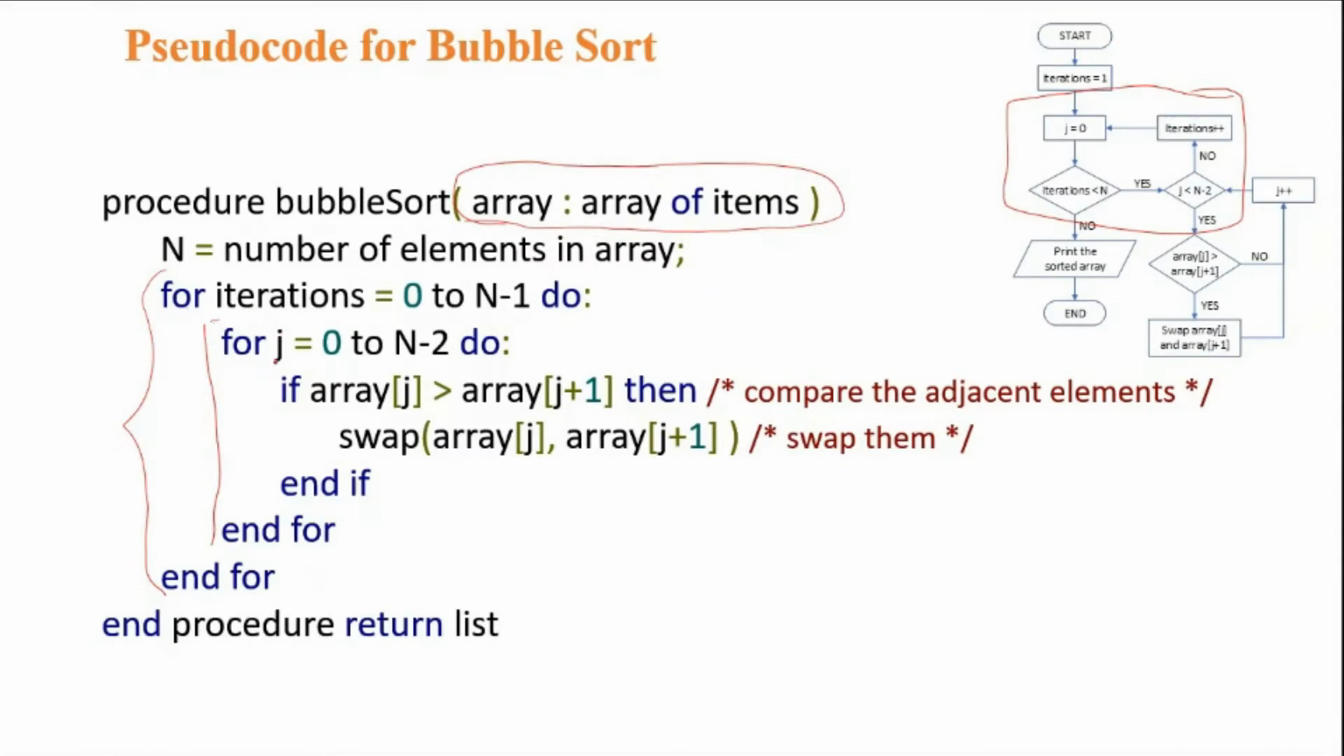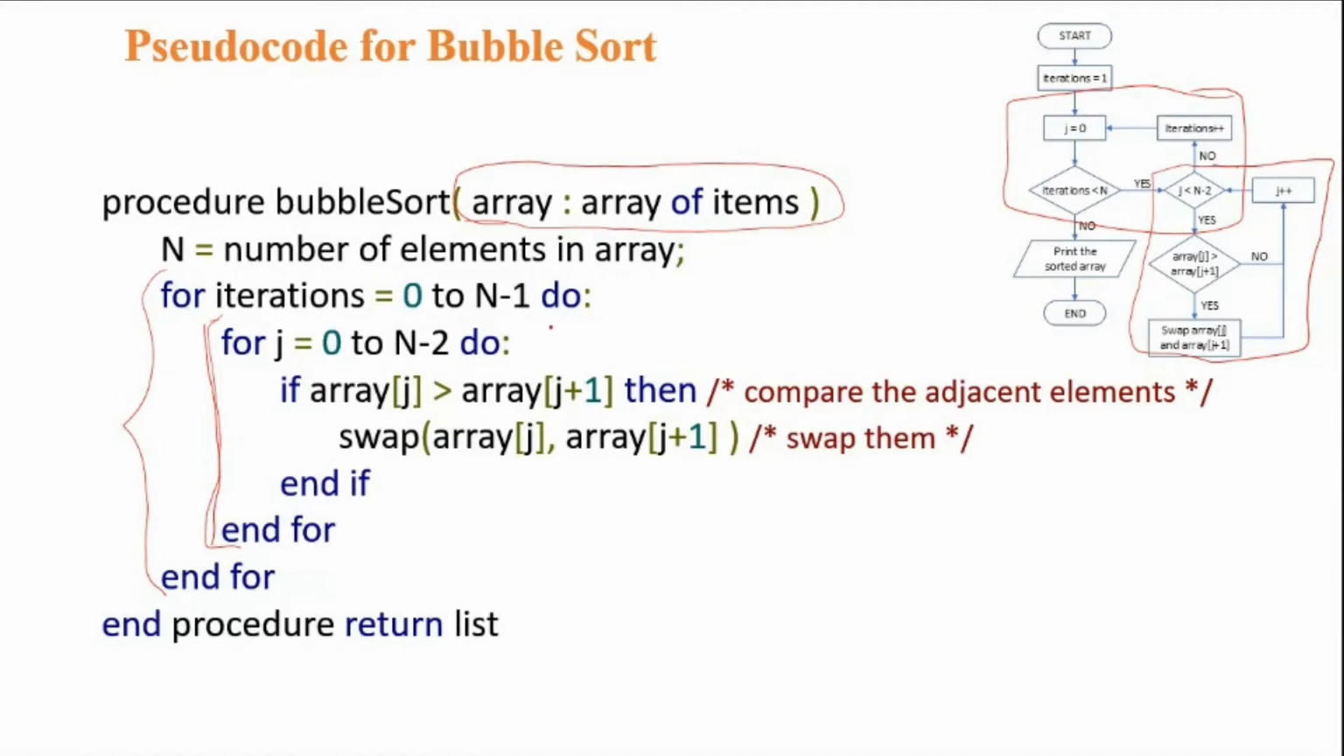Then the next loop comes here. The second loop is: for j equal to 0 to n minus 2 do. So that is this loop. This entire loop is the second loop in our flowchart. That loop is coming up here in the case of the pseudocode.